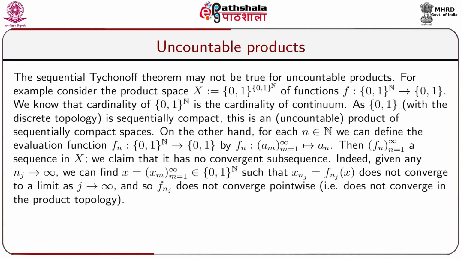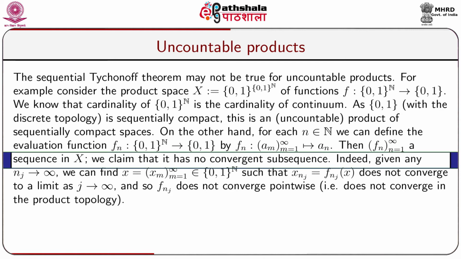On the other hand, for each n belongs to N, we can define the evaluation function f_n from {0,1}^N to {0,1} by f_n(x) = x_n, for x = (x_m), m equal to 1 to infinity. This is a sequence in capital X. We claim that it has no convergent subsequence.